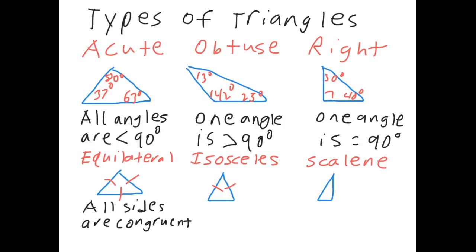Isosceles triangle, only 2 of the sides are congruent. So this one and this one are congruent, but this one is not. So for an isosceles triangle, 2 sides are congruent. In a scalene triangle, notice I didn't put any marks on it. This side, and this side are all different. So a scalene triangle is no sides are congruent.